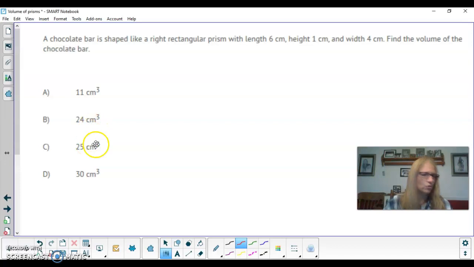All right, and you should have gotten B24. Remember, since this is an Ed Puzzle, I can see who completed them and what you got. So make sure that you are working carefully. All right, so that's a rectangular prism, super easy.